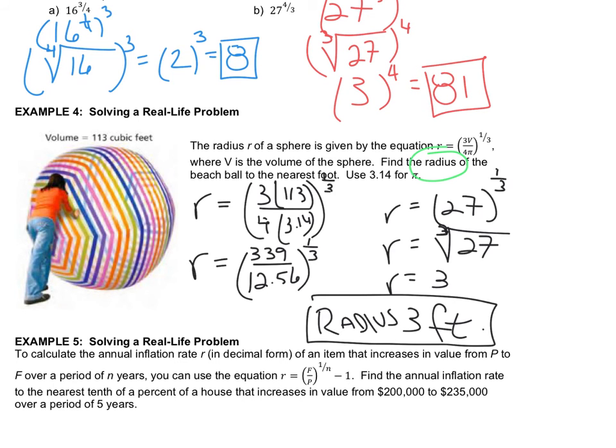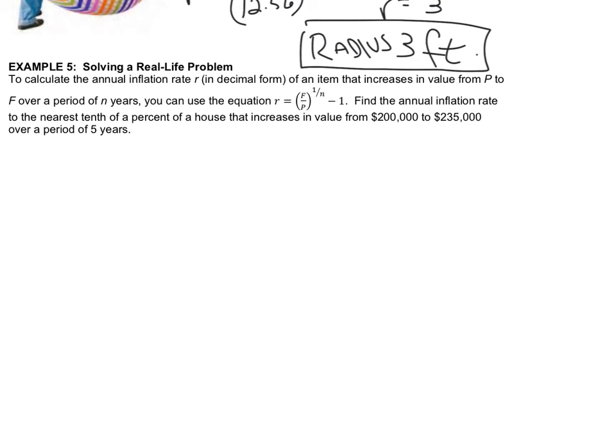And then our last example. To calculate the annual inflation rate R in decimal form, so we want to keep that in mind, of an item that increases in value from P to F over a period of N years, we can use this formula. Find the annual inflation rate to the nearest tenth, and it's important that we see that, of a percent, of a house that increases in value from 200,000 to 235,000 over a period of 5 years.